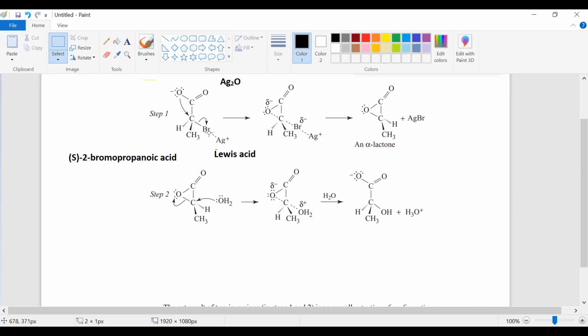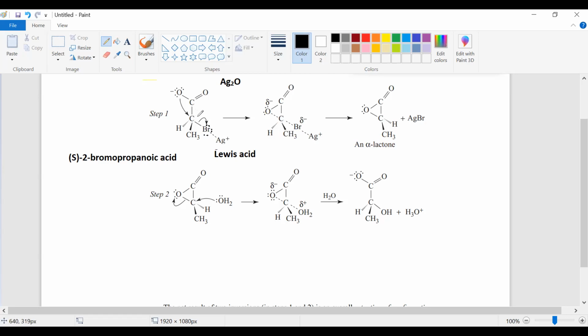So one atom that is very highly polarizable where it contains electrons, the bromine. So it can form a bond, a partial bond with Ag. It can share its electrons with Ag, and your carbon then will become partially positive here.